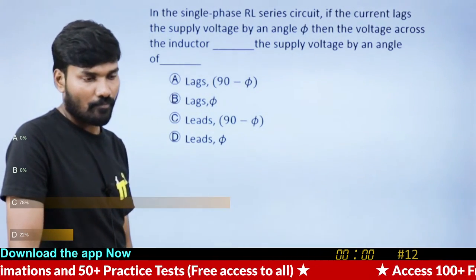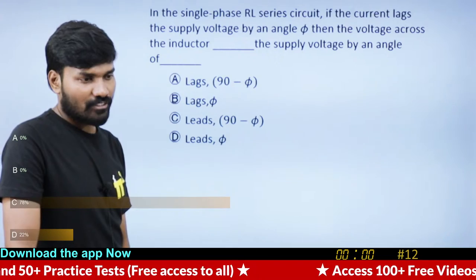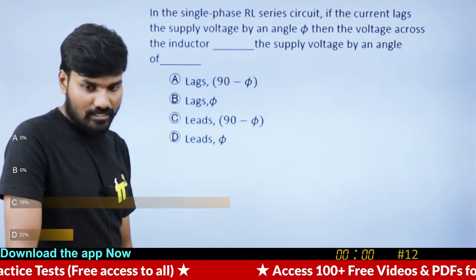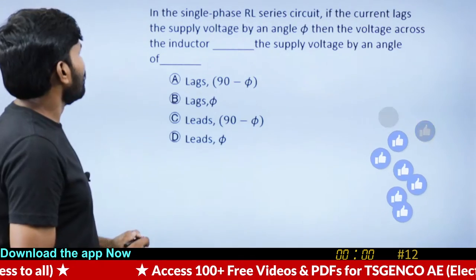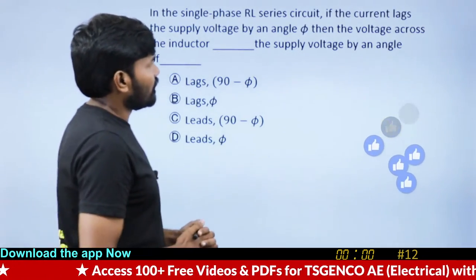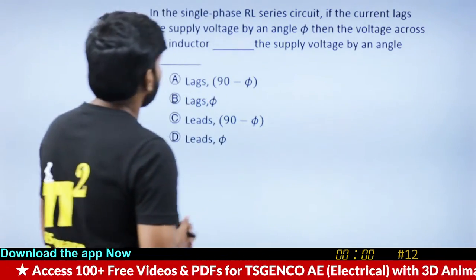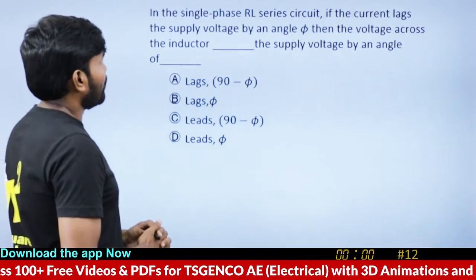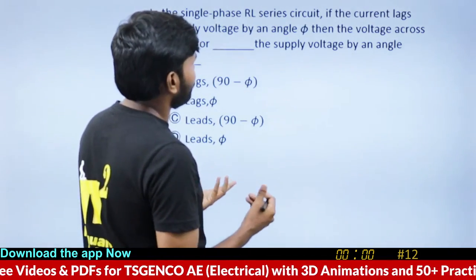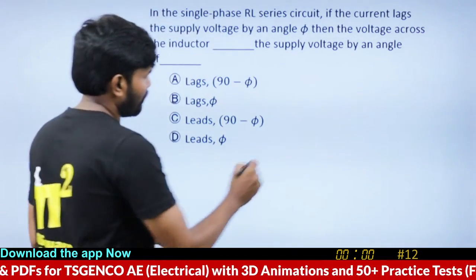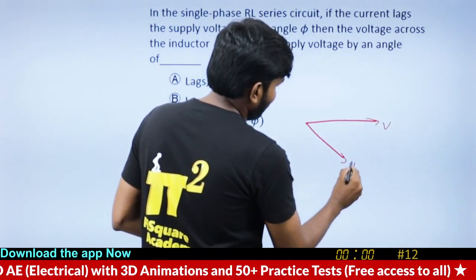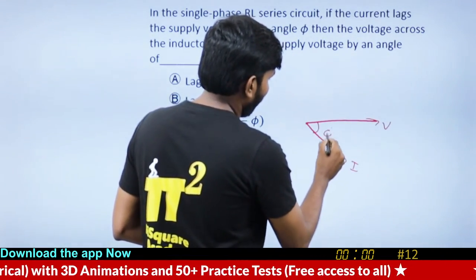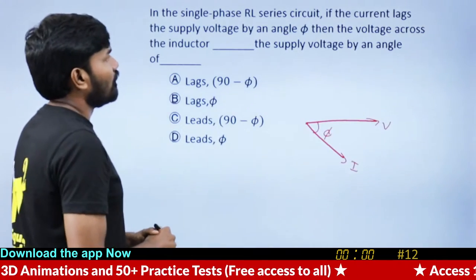Time's up. So we got mixed answers for this. Let's see who is right, who is wrong. In a single phase RL series circuit, if the current lags the supply voltage by an angle phi, the current definitely lags the supply voltage. This is the voltage, this is the current, and the angle is phi.